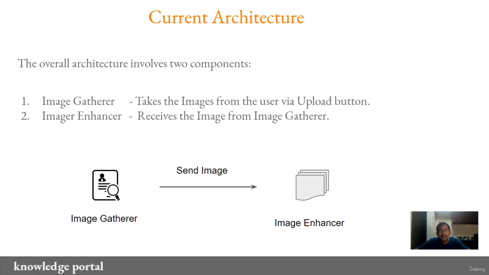Now this type of architecture sounds good. One of the challenges that comes up is what happens when this image enhancer server goes down. The image gatherer is working fine and the user is able to upload the image, but when the image gatherer sends the image to the image enhancer, the server is down. So this is one of the challenges that will be faced in the current architecture.